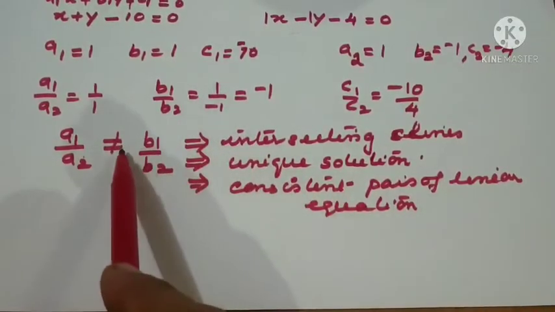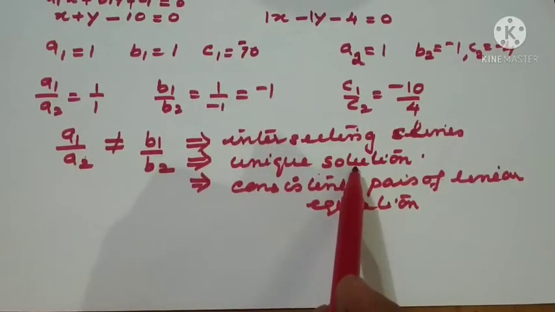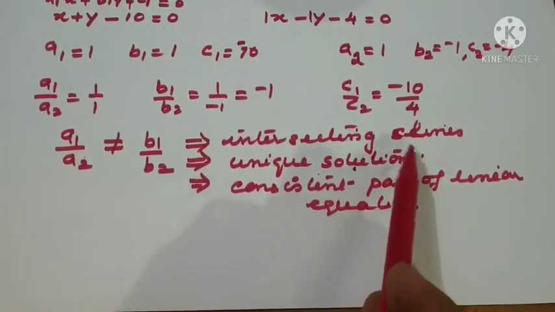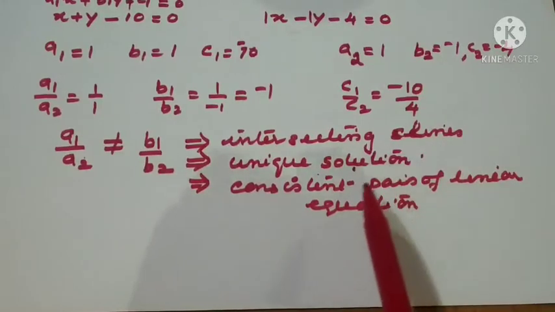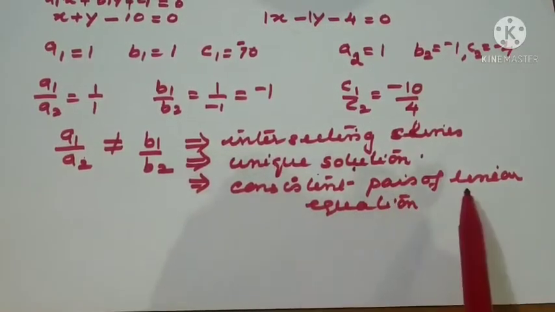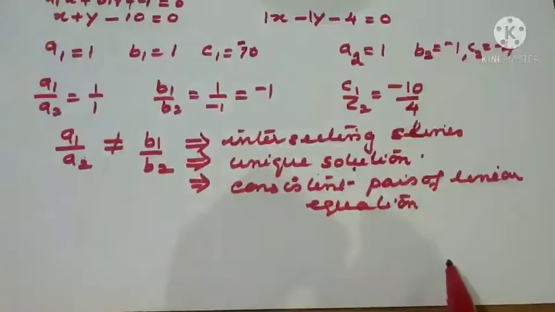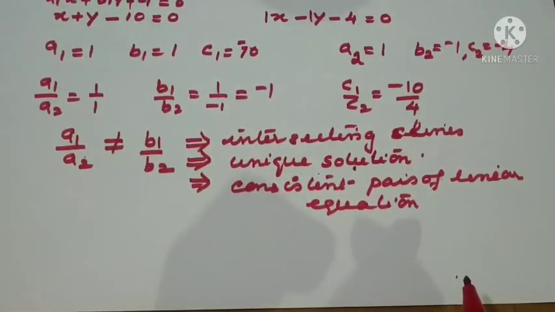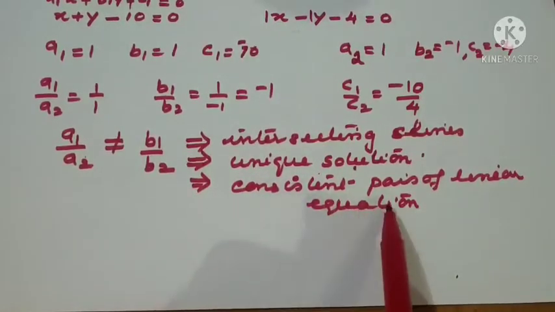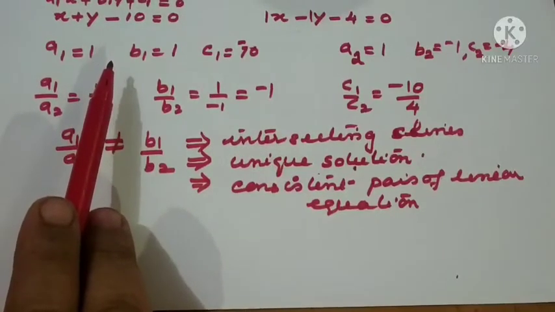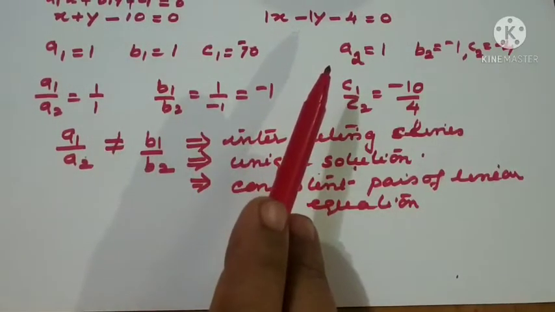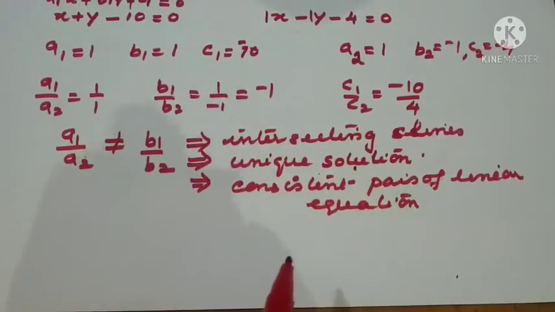Once again, the lines will intersect and they are having a unique solution. Intersecting means a common point is there, and unique solution means we got 7 and 3. And what is the next? Consistent pair of linear equations. This is the new definition you are going to learn. If a pair of linear equations is having at least one solution, then we can call it a consistent pair. So the above equations, x plus y minus 10 equal to 0 and x minus y minus 4 equal to 0, are a consistent pair of equations.